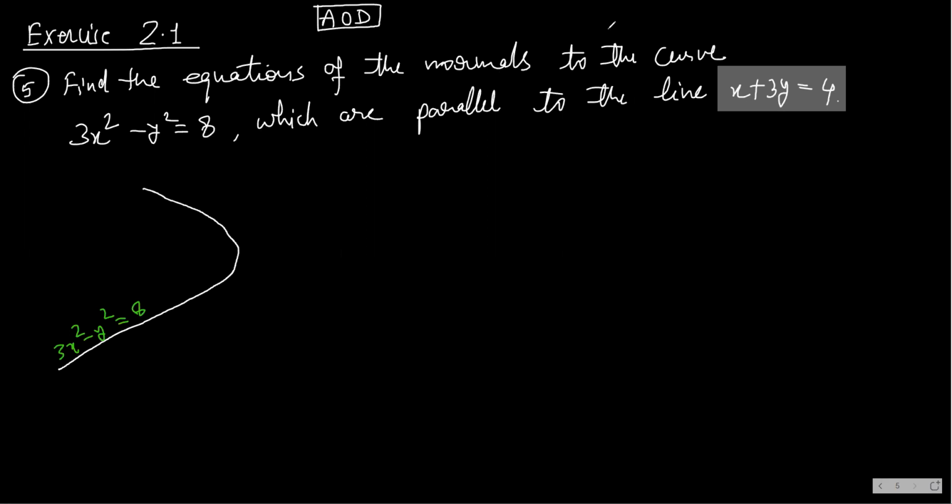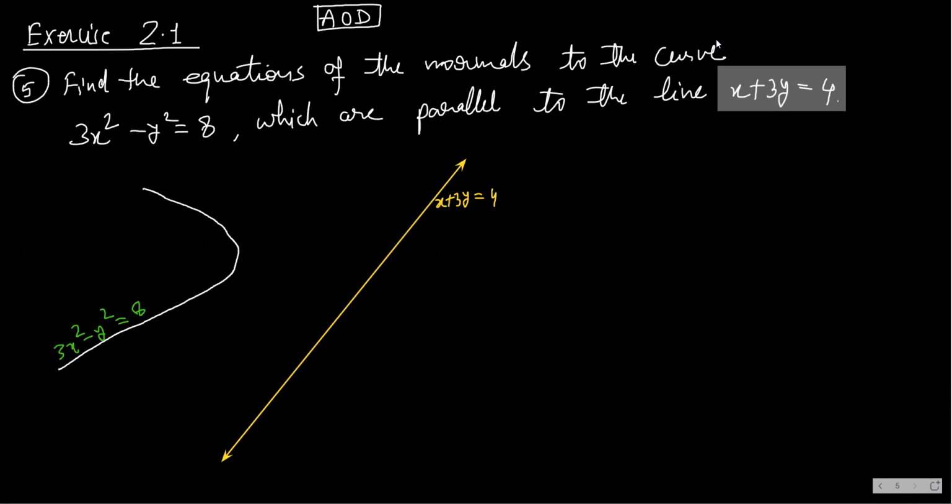Now let's go for the given line. The given line is say this. This is the given line, and its equation is x plus 3y equals 4. Now the thing is, there is a normal to this curve which is parallel to this line.